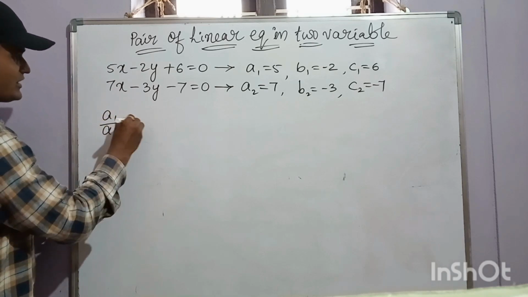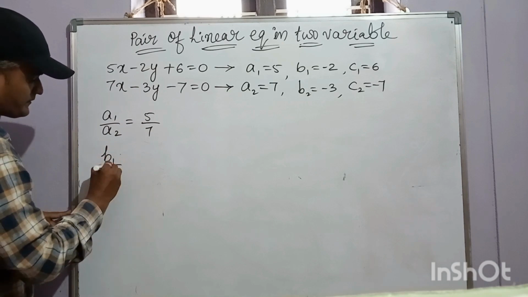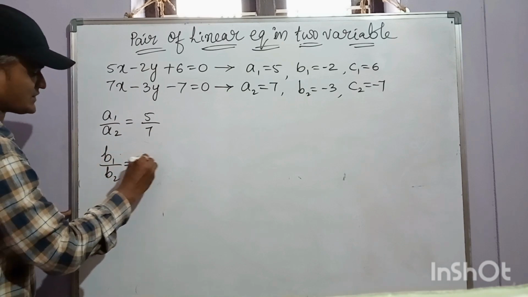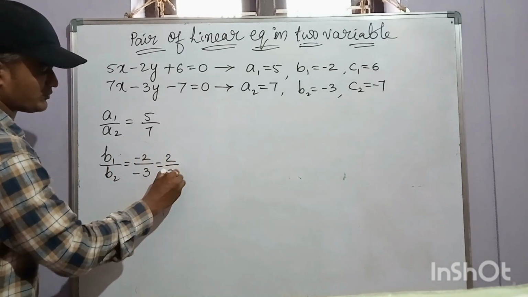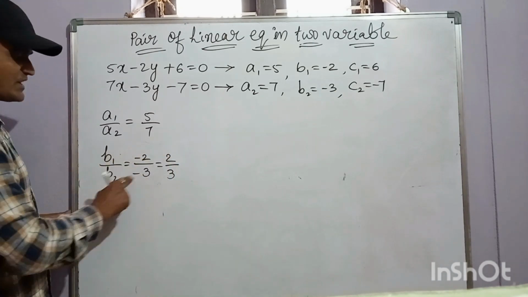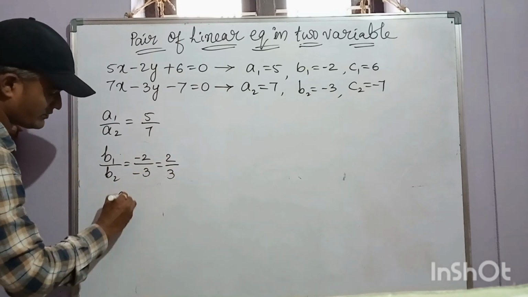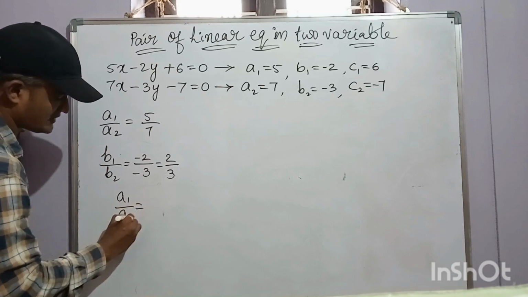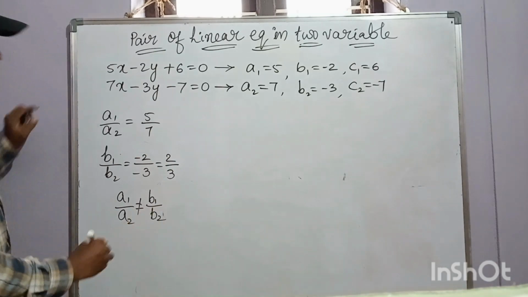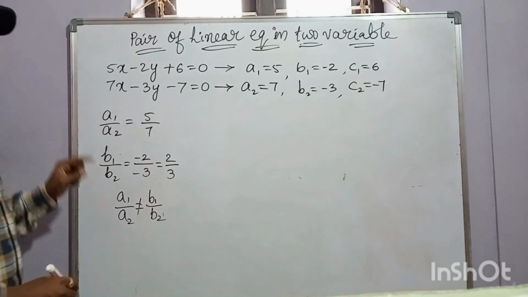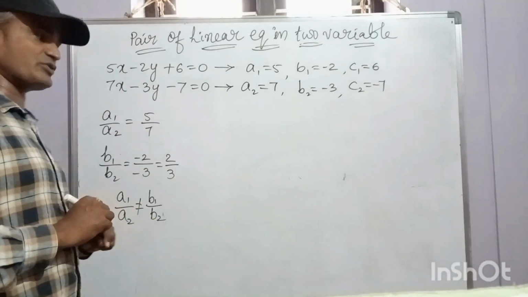a1 by a2 is equal to 5 by 7, and b1 by b2 is equal to minus 2 by minus 3. Once minus by minus gets cancelled, it is plus, so it's 2 by 3. Here you can understand a1 by a2 is not equal to b1 by b2. So these two lines are compulsorily forming intersecting lines, and they have only one common solution.